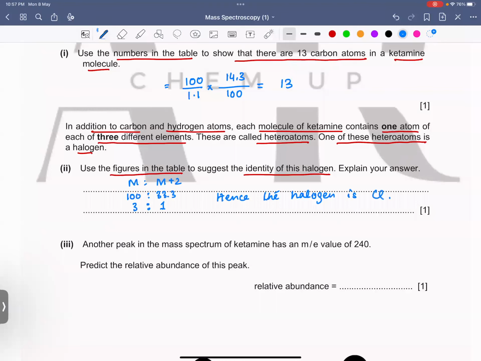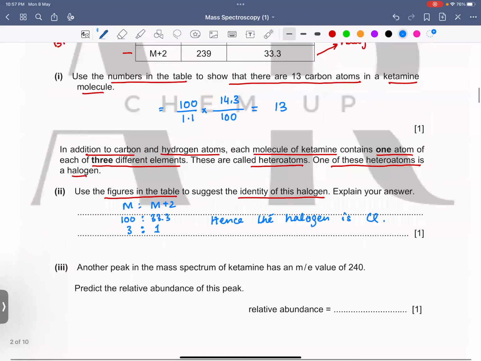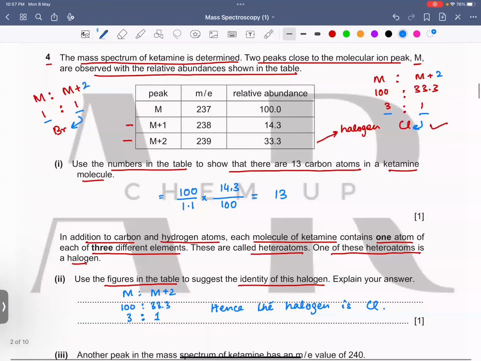Sir, can you explain this again? You have to remember this thing, that you have to take the ratio of m and m+2. If the simplest ratio of m and m+2 would be 3:1, then the halogen is chlorine. And if the simplest ratio of m and m+2 peaks would be 1:1, then it's a bromine. So you have to remember this thing.